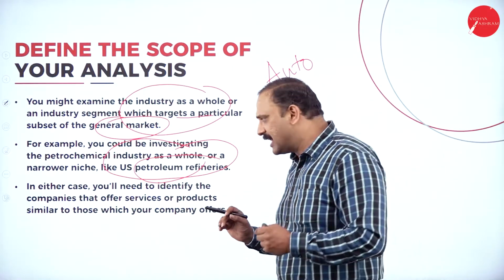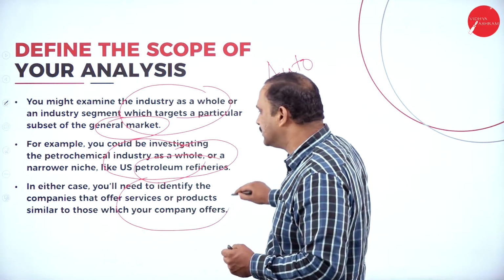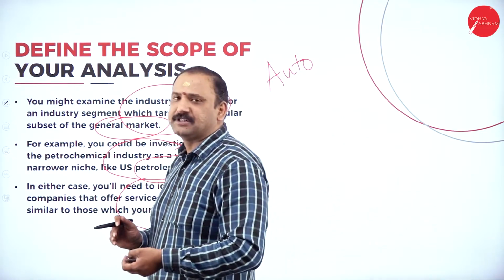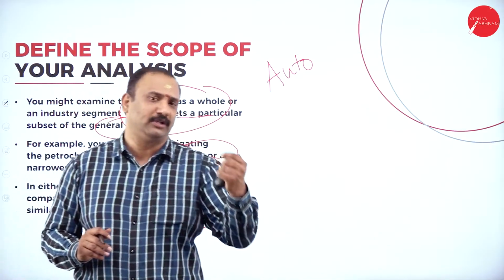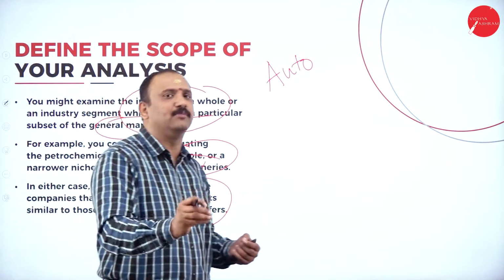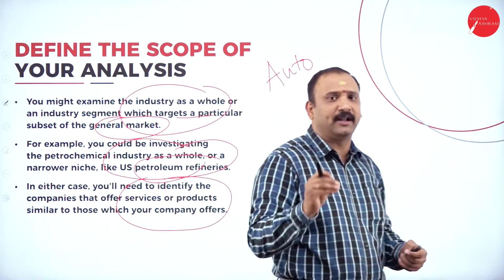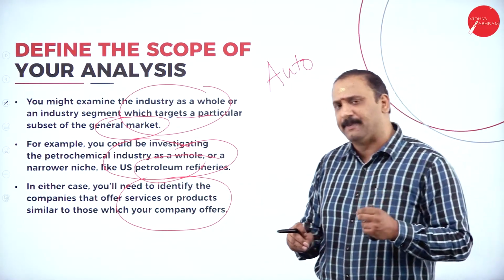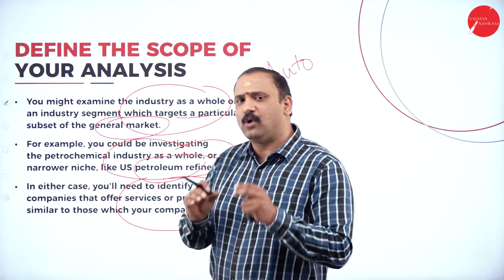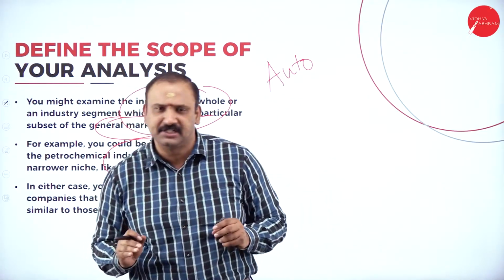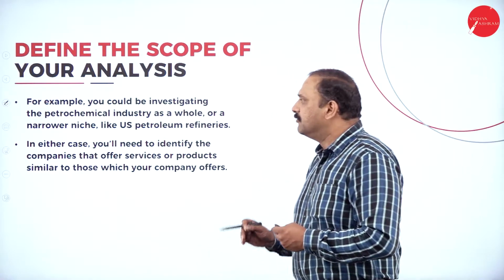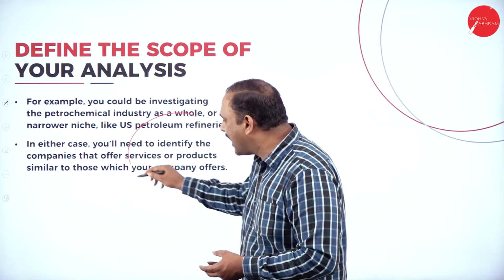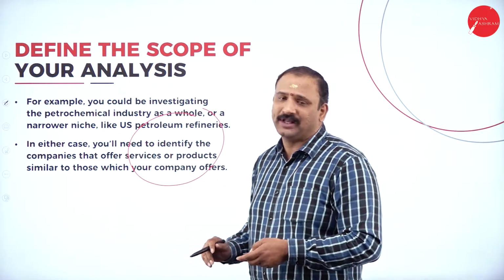In either case, you will have to identify the companies that offer similar services to understand your company's factors. Whether I do the entire automotive industry or only Tata Motors, I need to understand their product portfolio, what they offer to the market, what parameters they are working under, and the nature and scope of the business altogether. Whether you are investigating the entire industry or a narrow niche, you need to identify the services factor very clearly.